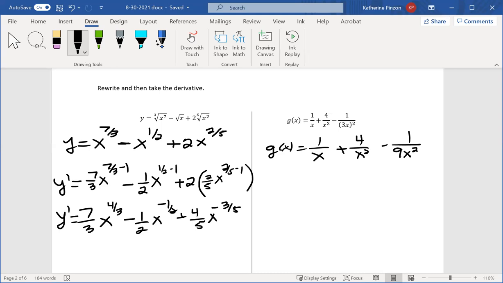Yeah, the 9 doesn't get to come to the top, right? The 9 doesn't get to come to the top because he doesn't have an exponent on him. He has to stay in the denominator. So when I rewrite this term, the first one is x to the -1. The second one is 4x to the -2. And the third one is 1/9 x to the -2. That third term doesn't get to move to the top.